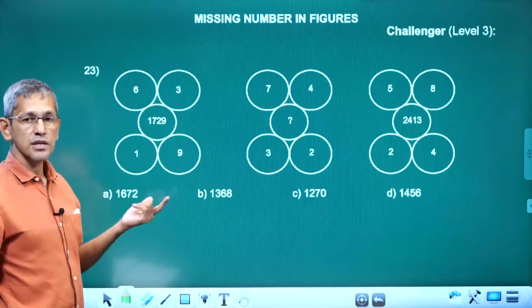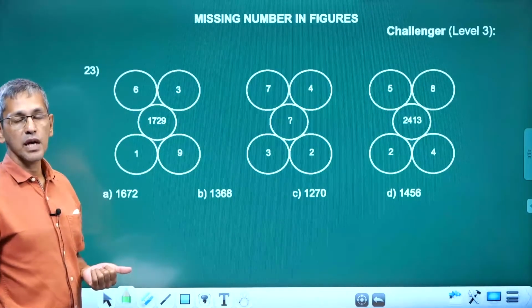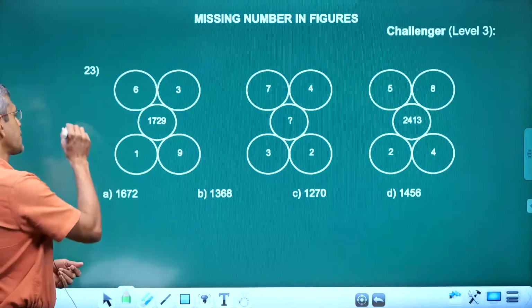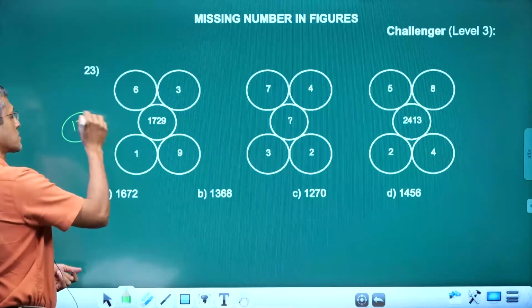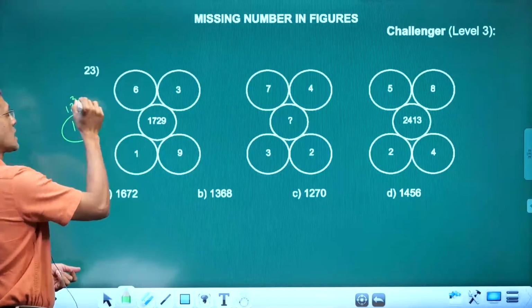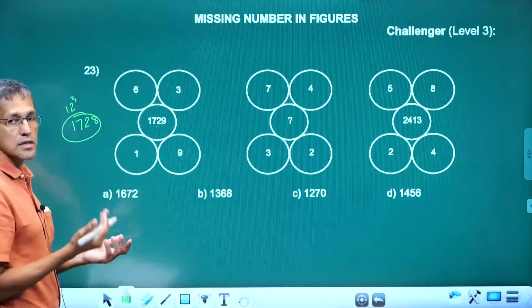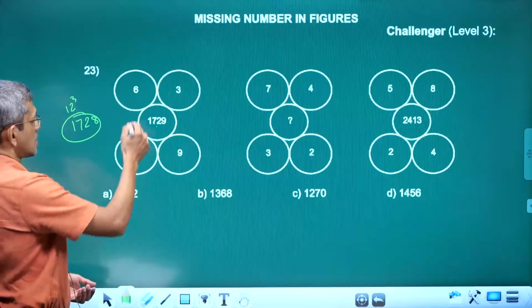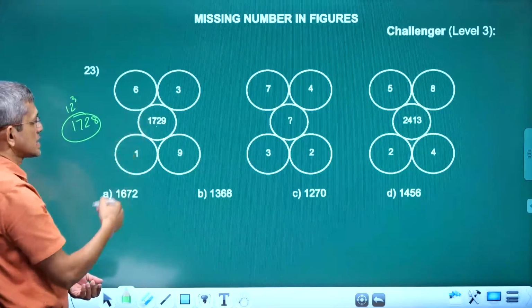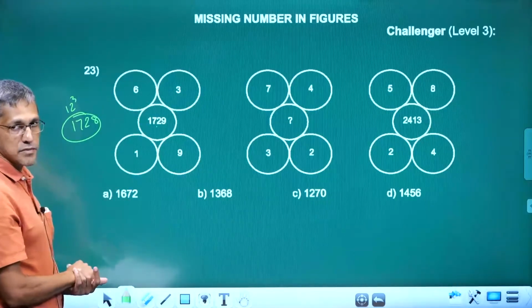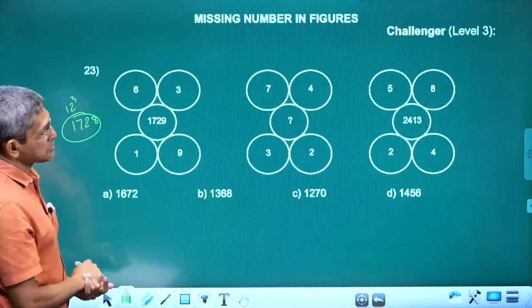1729. Is there any peculiarity for that number? 1728. Well, I know that number. 1728 is 12 cube. And this is 12 cube plus 1. So where does the 12 come from? We have 6 plus 3 is 9. 9 plus 1 is 10. So that's 19. How come that 12 comes from? No idea.